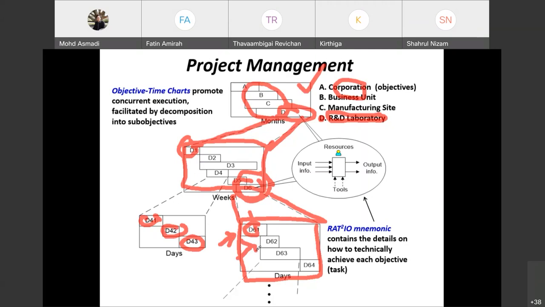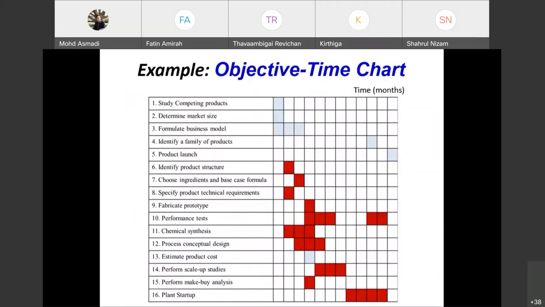Okay, so this is the general project objective. The time chart is a general process used by the product or process development team. So you have to perform within the time, and it should be completed within the time. And another one is actually the rat to tayo. This one, how to make achievement. This one is on the high level objective. Later I will show you what the rat to tayo is. Faham eh? So we need that in order to achieve the main goals, so you have to complete the sub-objectives. So this is one example of an objective time chart. Study competing product, within the timeline, within the month, like a Gantt chart.